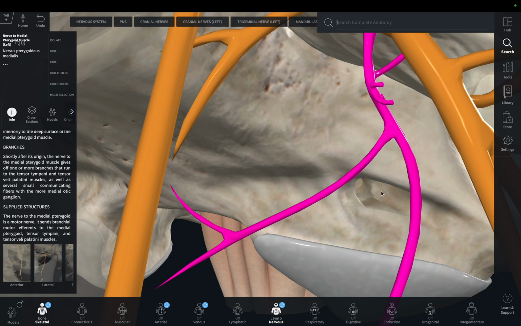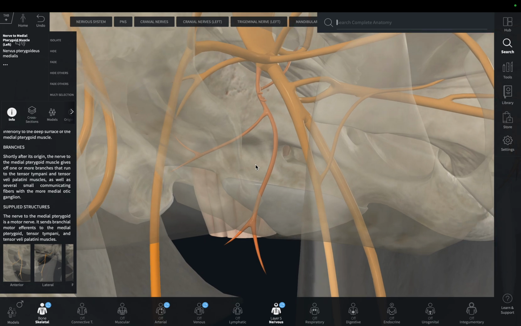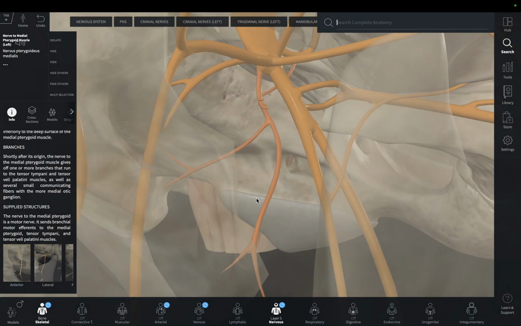is this, the nerve to the medial pterygoid muscle. This is a motor nerve and provides innervation to the medial pterygoid muscle, which is one of the muscles of mastication. This nerve also innervates the tensor tympani and tensor veli palatini muscles. Motor innervation.